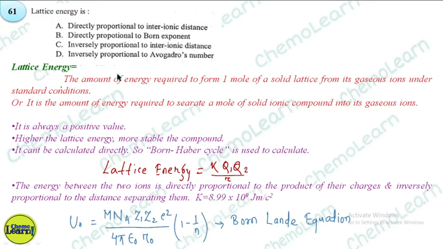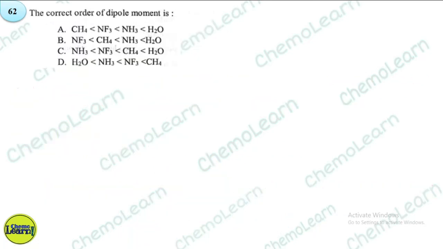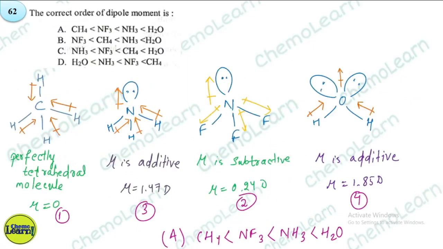So the option which one is correct is inversely proportional to interionic distance. The correct order of dipole moment is, and we are given 4 types of molecules: CH4, NF3, NH3 and water. Here, first we have to draw the structure of all these molecules.